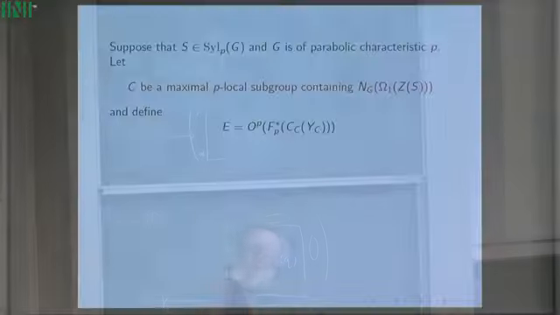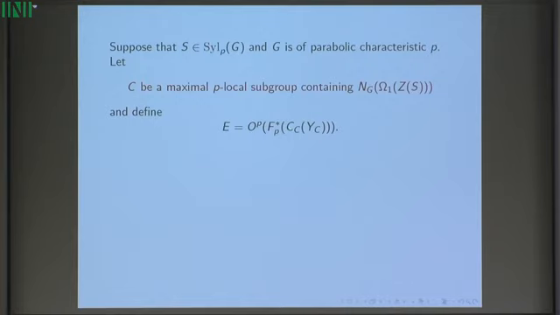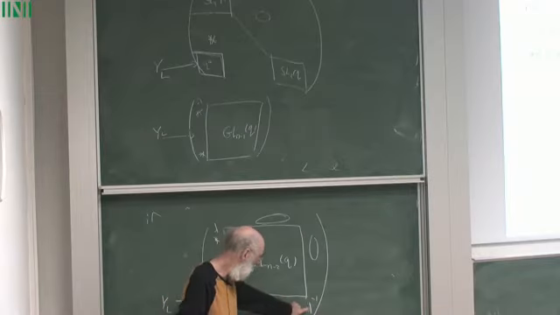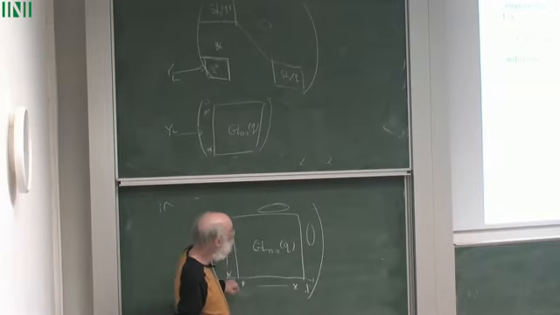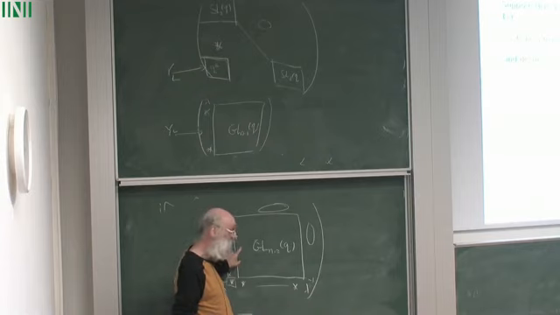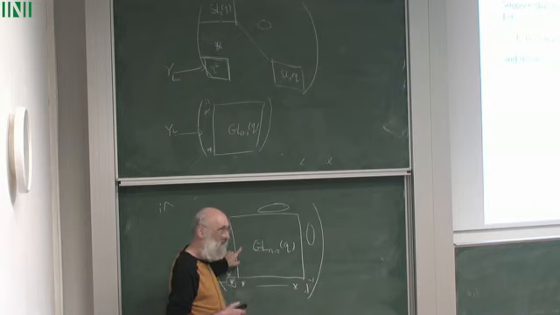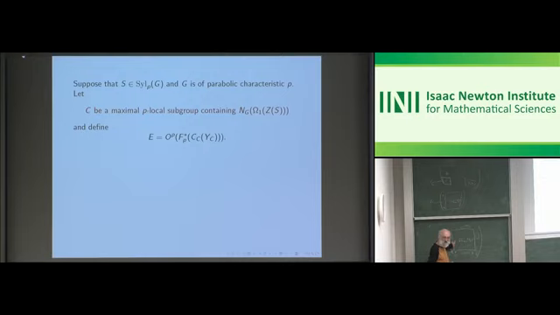And the FP star, what does FP star mean? I factor out OP of the centralizer in C of YC. So I factor that lot away. Then I take the generalized Fitting subgroup, which is the product of all the OR's for R not equal to P, together with the components. And look at that centralizer.